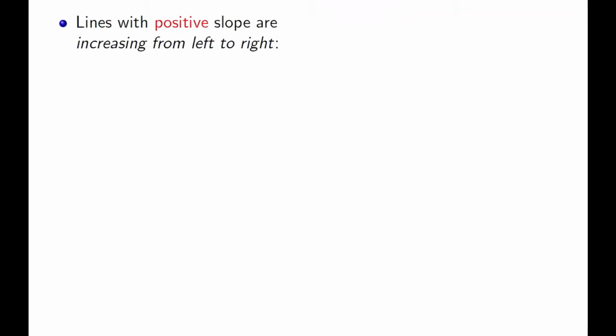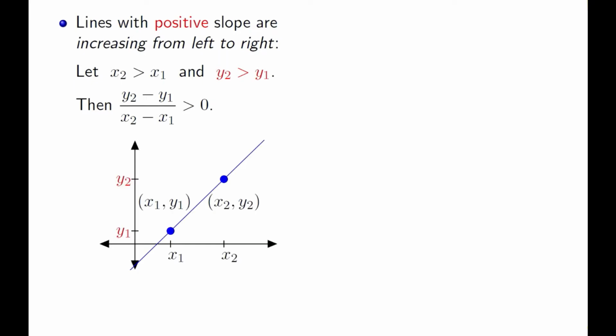Lines with positive slope are increasing from left to right. Consider x2 greater than x1 and y2 greater than y1. Then using the slope formula we have this greater than 0, or positive. So this is what the line should look like in the Cartesian plane.